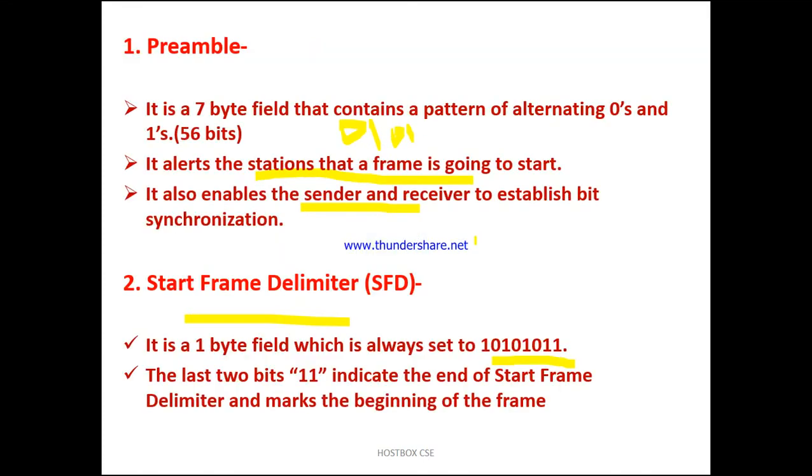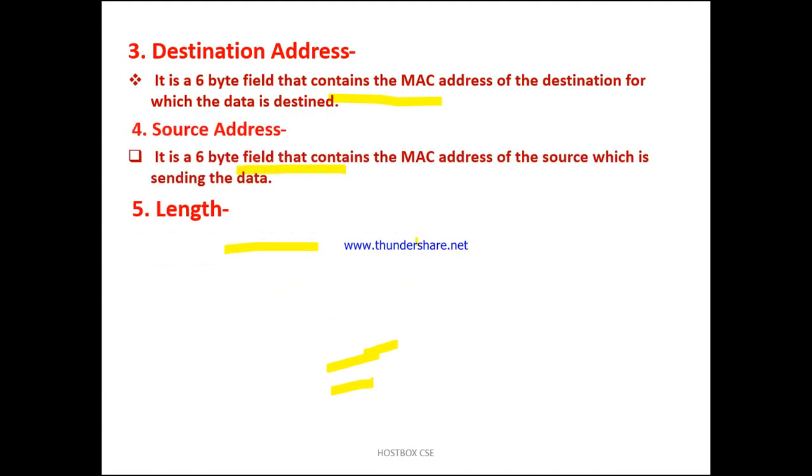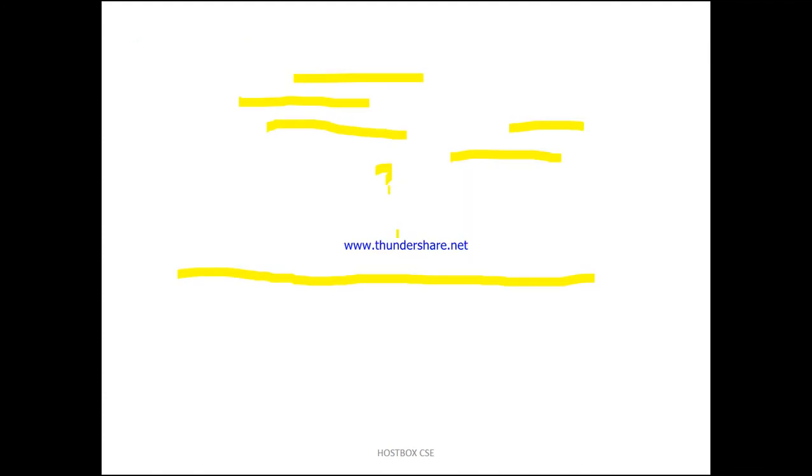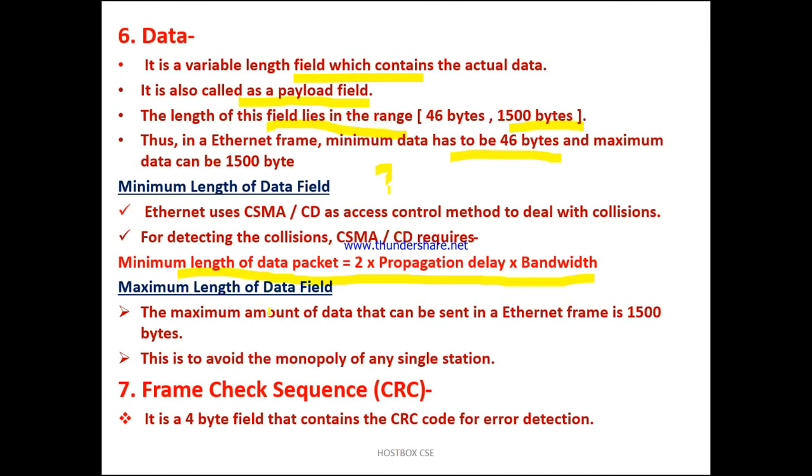Let's go back to the last slide. Then the maximum length of the field: the maximum amount of data that can be sent in an Ethernet frame is 1500 bytes. This is also used to avoid the monopoly of any single station. And the last one, the CRC, is a 4-byte field that contains the CRC code for error detection.